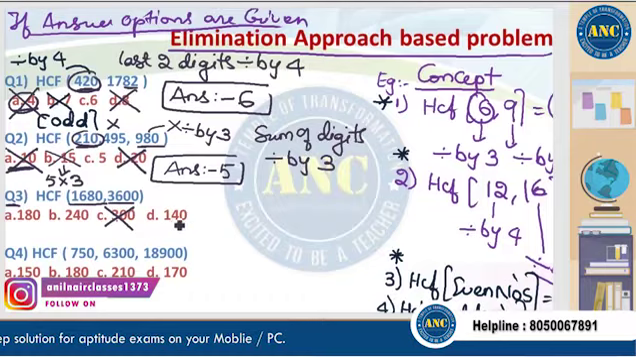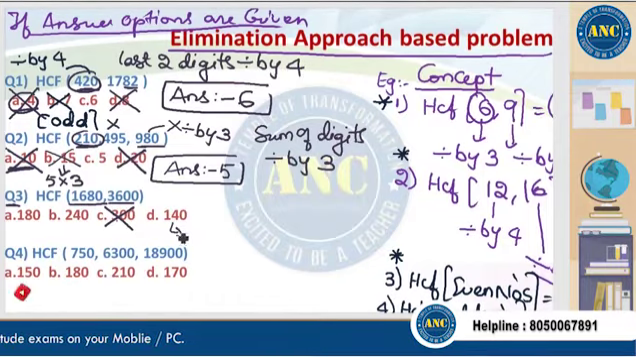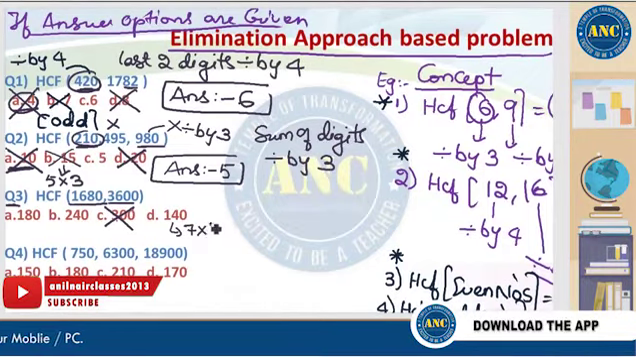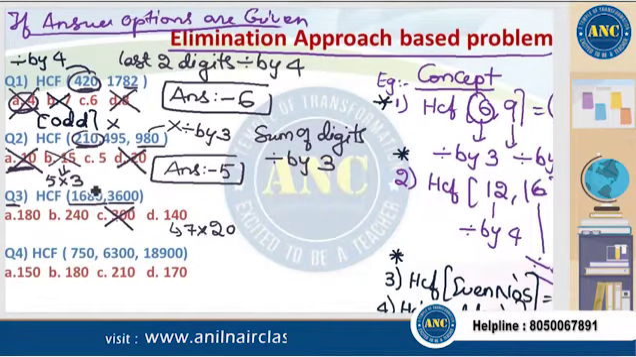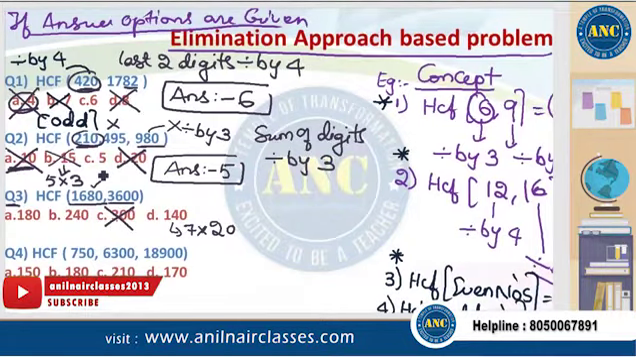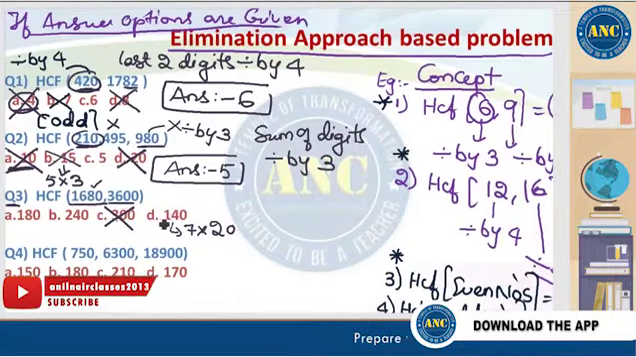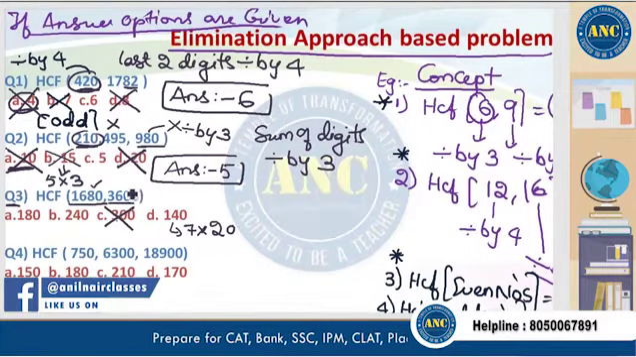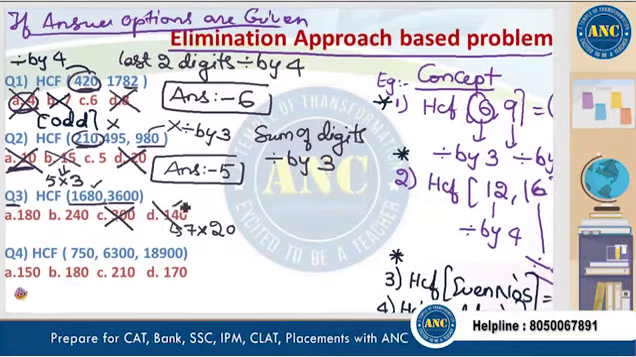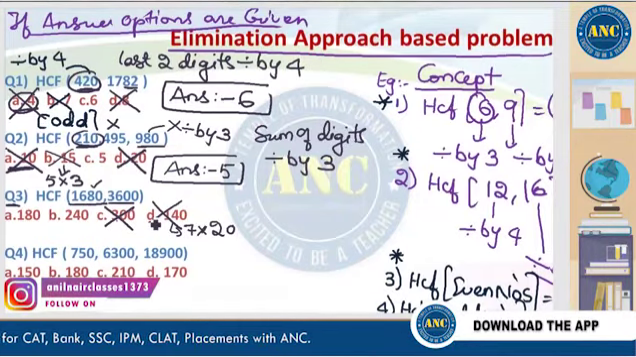Now see here. 140. 140 is nothing but 7 into 20. Answer should be divisible by 7. 1680: 7 2s are 14, 280, 7 4s are 28, 40. This is divisible by 7, 140 is divisible by 7. But 3600 is not divisible by 7. So option D is out. Are you all with me?